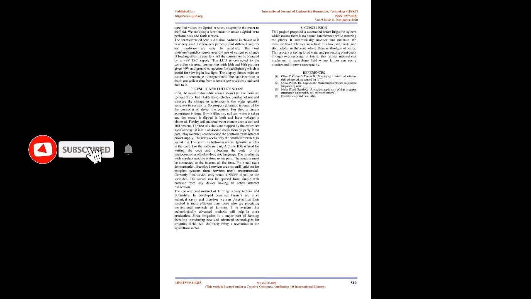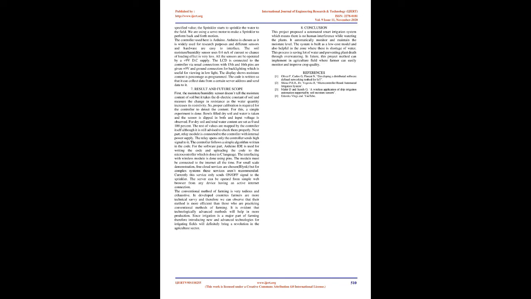All the sensors are operated by a +9V DC supply. The LCD is connected to the controller via the usual connections, with the 15th and 16th pins given +9V and ground connection for backlighting, which is useful for viewing in low light. The display shows moisture content in percentage as programmed. The code is written so that it can collect data from a certain server address and send data to it.